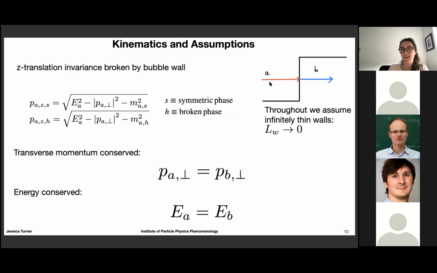So I have a particle A, it is coming from the symmetric phase because here the bubble's moving to the left. It's interacting with the bubble interface, which we will assume is just a step function. So it's an infinitely thin barrier that separates the symmetric phase here from the broken phase here. This particle can interact with the wall, and its longitudinal momentum can change across the wall if it changes its mass. So how do we define this kinematics? Here we have p_A,z.